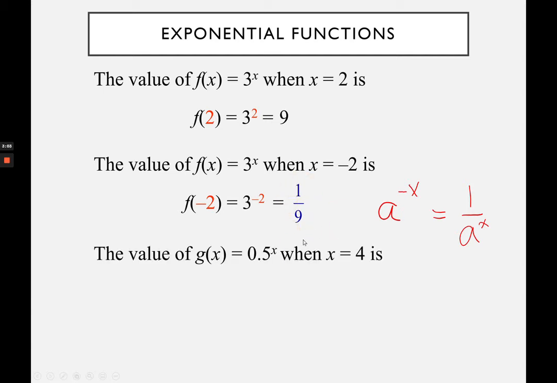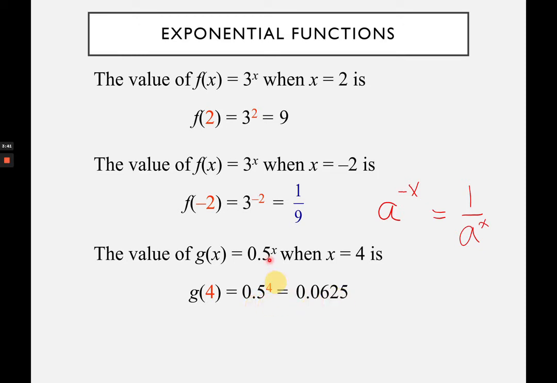It's not anymore the same. What if you have 0.5? The function g of x is equal to 0.5 raised to x. When x is equal to 4, what do you get? It's going to be 0.5 multiplied by itself 4 times. The number becomes smaller and smaller. From 0.5, it became 0.0625. 0.5 squared is actually 0.5 times 0.5, which is 0.25.